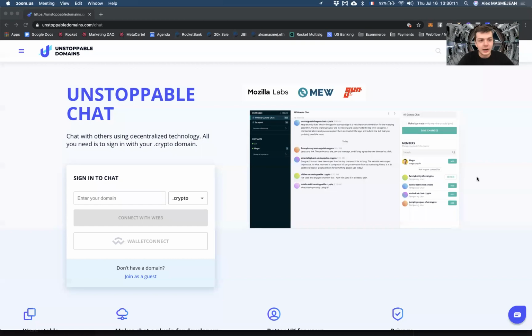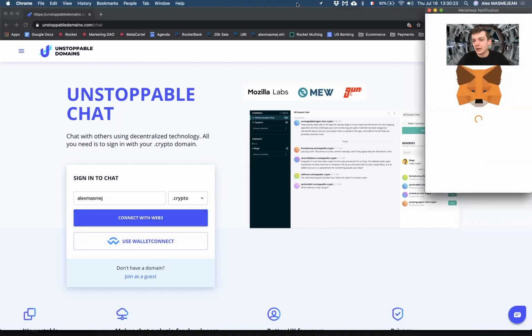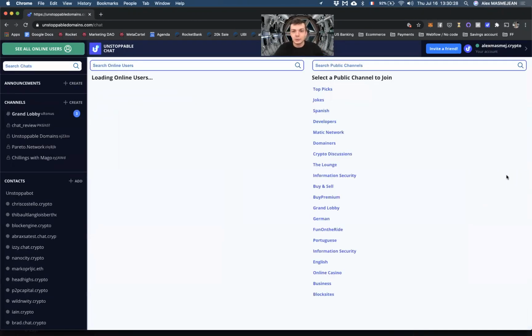So okay, I guess everyone can see my screen now. I'm gonna log into Untitled Chat. So I enter my domain, but you can join as a guest if you don't have any. Boom, connect with Web3. I have to sign a MetaMask transaction, and then boom, I'm in.